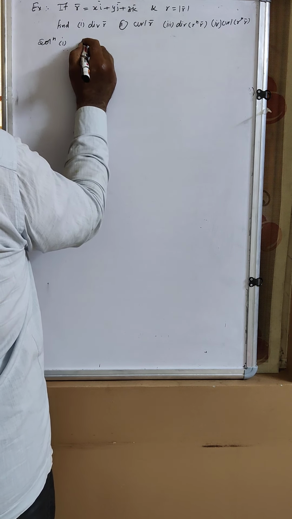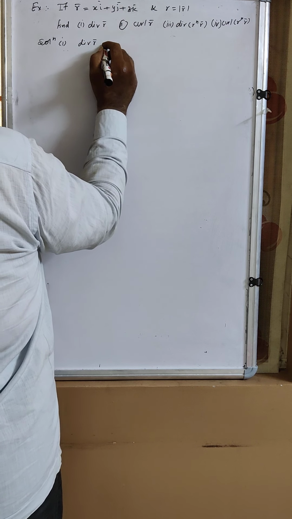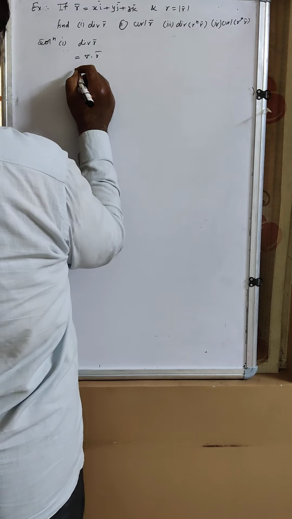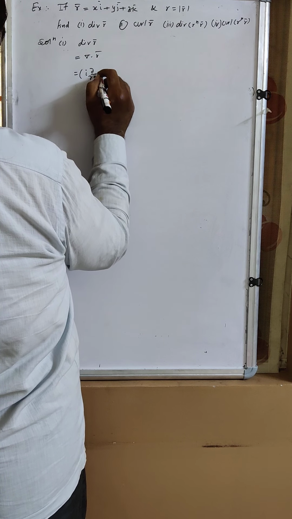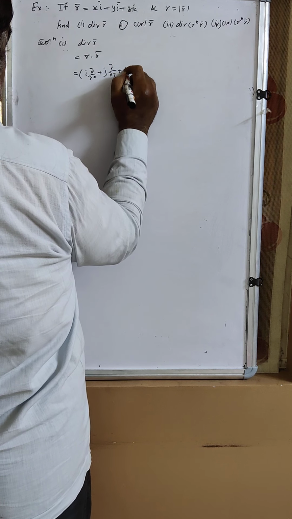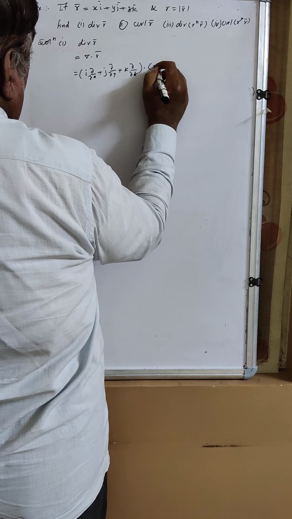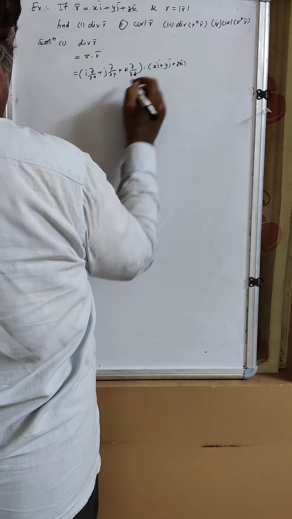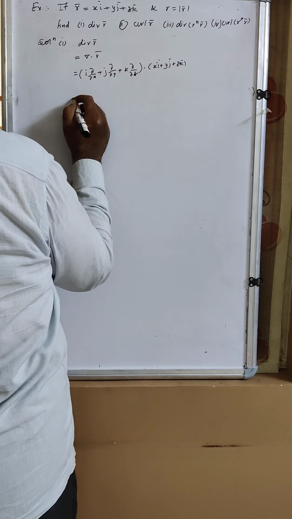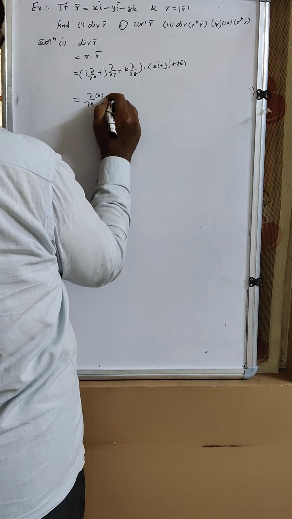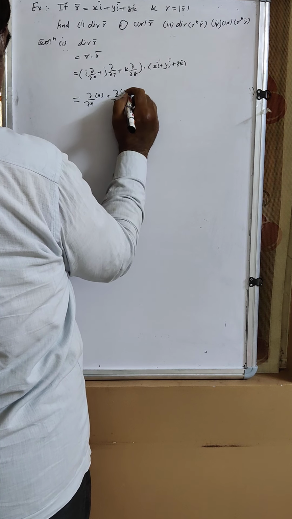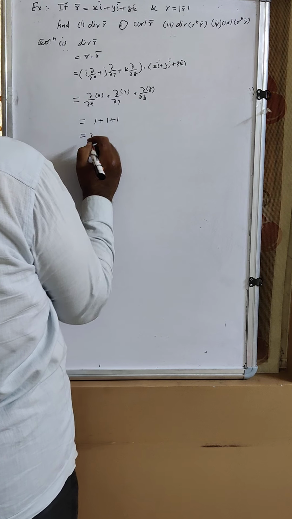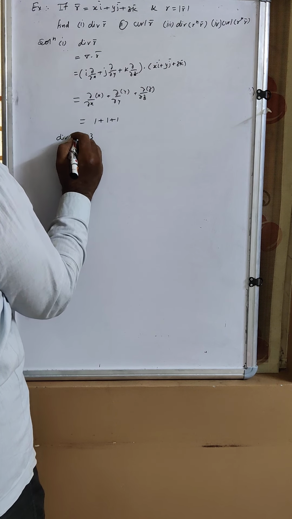First, divergence of r vector is equal to del dot r vector, is equal to i del by del x plus j del by del y plus k del by del z, dot xi plus yj plus zk vector, is equal to del by del x of x plus del by del y of y plus del by del z of z is equal to 1 plus 1 plus 1 is equal to 3. Divergence of r vector is equal to 3.